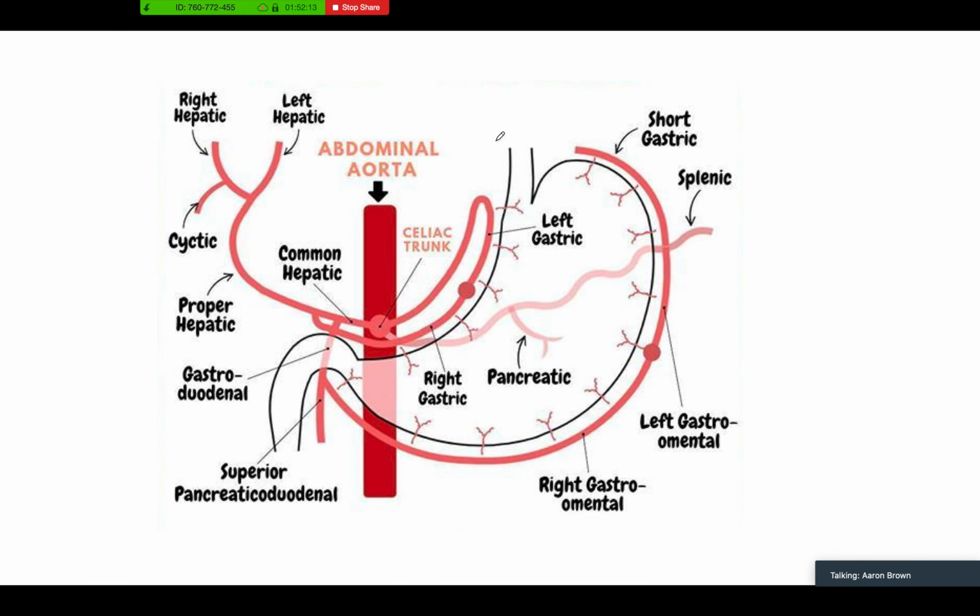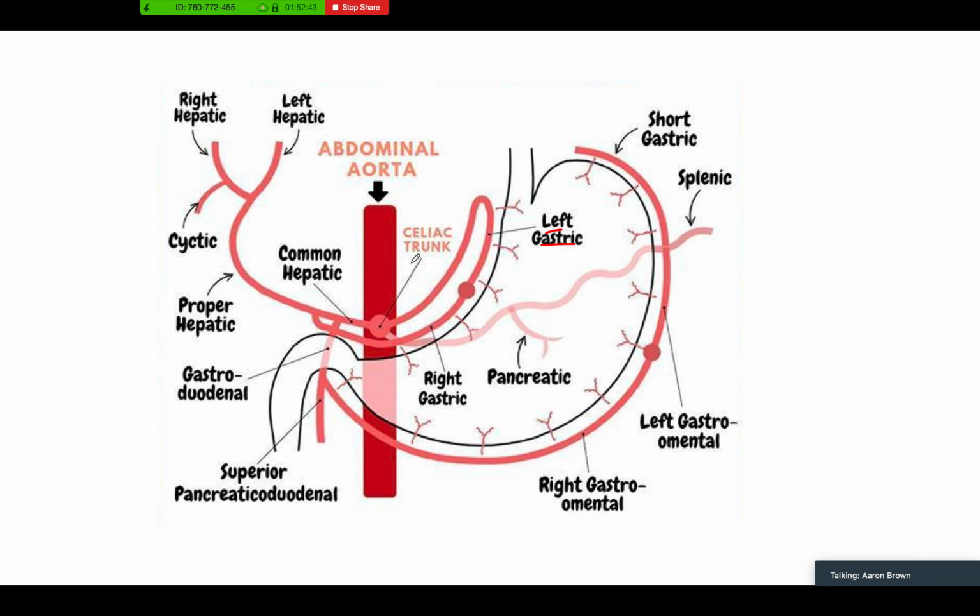So in terms of the branches of our celiac trunk, the first branch is going to be our left gastric artery. The left gastric artery really just has one job to do, and that's to provide blood supply to the lesser curvature of the stomach. So the first branch of the celiac trunk is our left gastric artery.